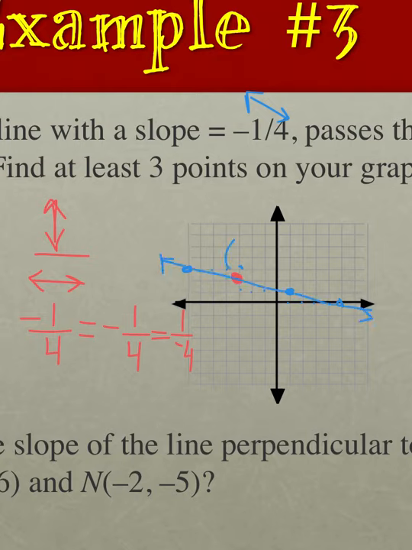So if I need at least 3 points, my first point was given. Over here I'm at 1, 1, and over here I'm at 5, 0. This point over here, I went to the right 4, so I'm at -7, and up 1, so I'm at 3.